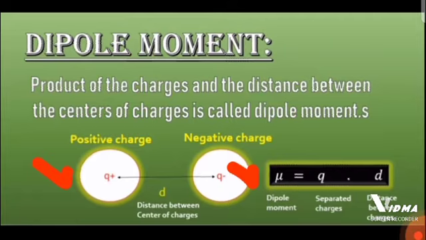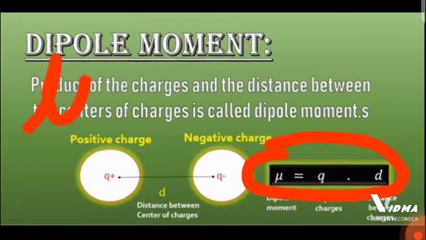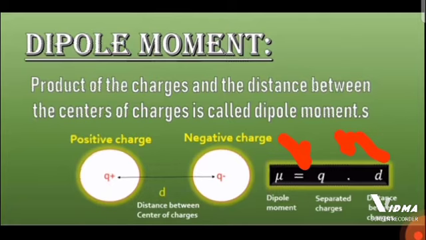Between these two charges, whatever the distance is, we are going to represent that as small d, and the charge we are going to represent as Q. So dipole moment mu is equal to the product of charge and the distance between the charges. Dipole moment is the product of charges and distance between the centers of charges. Mu is equal to Q into D. This is the definition of dipole moment.